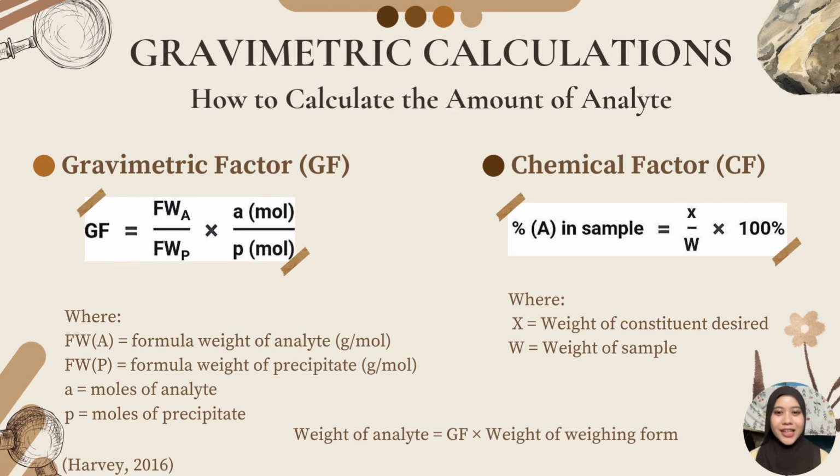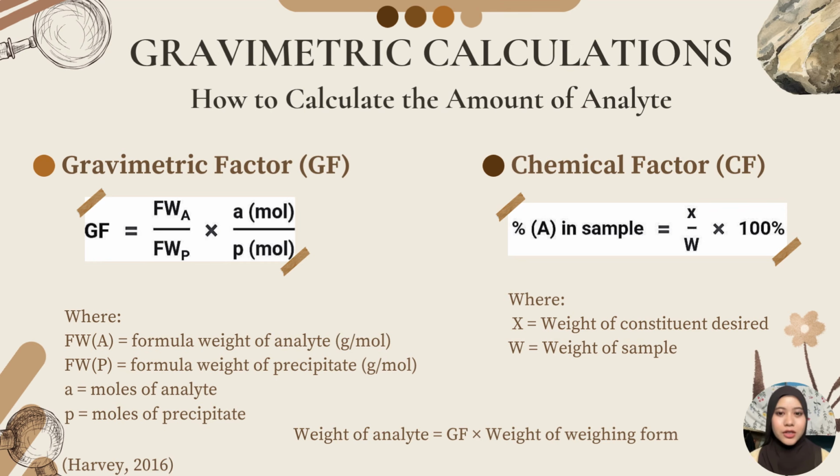How do we calculate the result? There are two approaches. First, the gravimetric factor, defined as an algebraic expression that converts grams of precipitate into grams of an analyte. It is the ratio of the formula weight of the substance sought to the substance weighed. The formula is GF equals FWA per FWP times a per p, where FWA is the formula weight of the analyte, FWP is the formula weight of the precipitate, a is the moles of the analyte, and p is the moles of the precipitate.